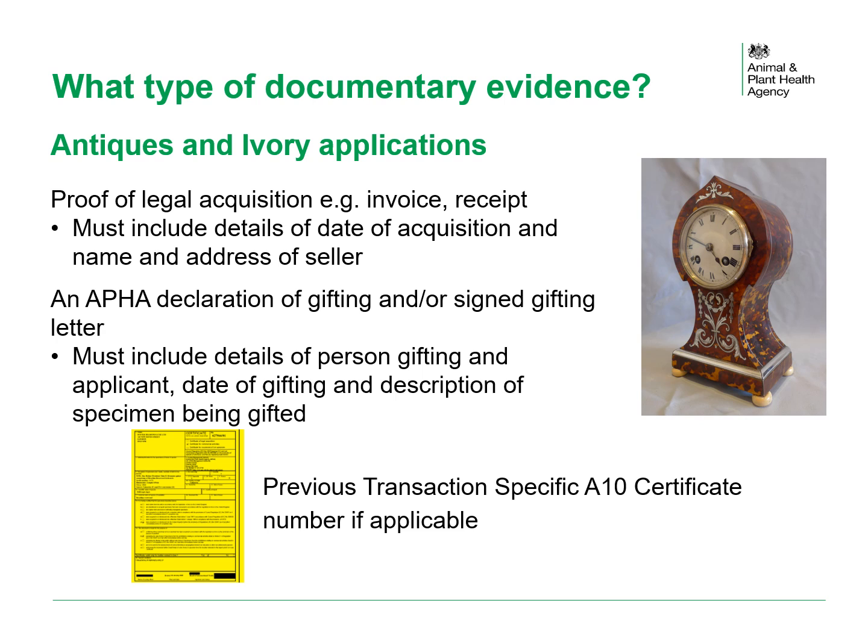You can provide an APHA declaration of gifting and a signed gifting letter if you have been gifted a specimen. This must include the details of the person gifting and your details as the applicant, the date of gifting, and a description of the antique specimen being gifted. You will need to provide the previous Article 10 number if that is applicable.